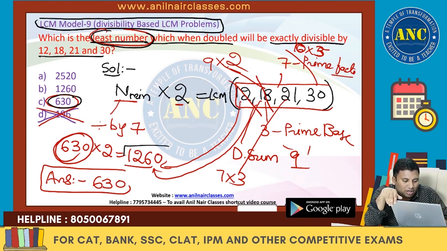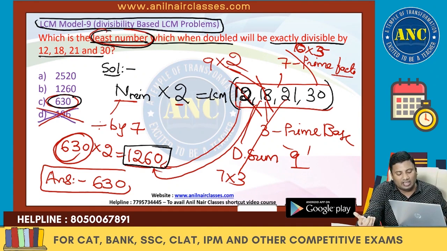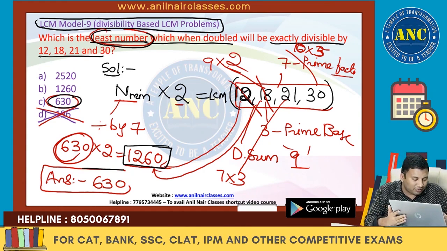630 into 2 is 1260. 12 is nothing but 4 into 3. Divisibility rule of 4 is last 2 digits should be divisible by 4. 3 anyway, sum of the digits is divisible by 3. 18 is 9 into 2. Unit digit is 0, therefore the number is even. 9 means sum of the digits. 21 is 7 into 3. 3 we have already seen. 7 18s are 126. 30 is 10 into 3. 10 means unit digit is 0. So the answer for the first question is 630. I hope it is clear.